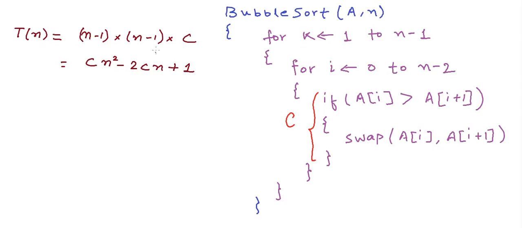Whenever we have a polynomial expression for time, we say that the time complexity is big O of the highest order term in the polynomial. The highest order term here is n square. We just remove the constants and we say that this running time will fall into the class big O of the highest order term. In this case it will be n square.